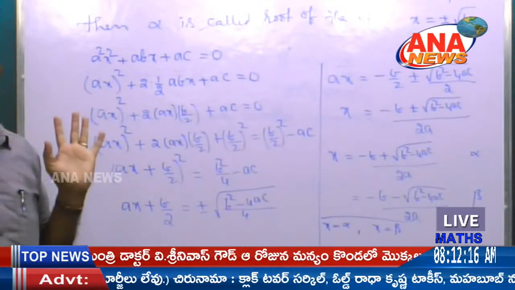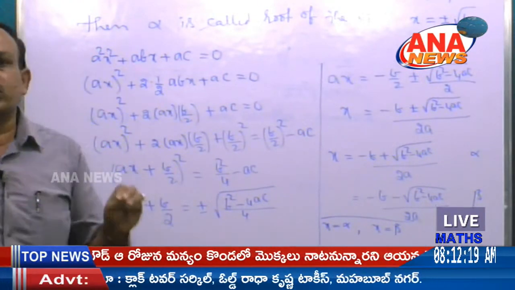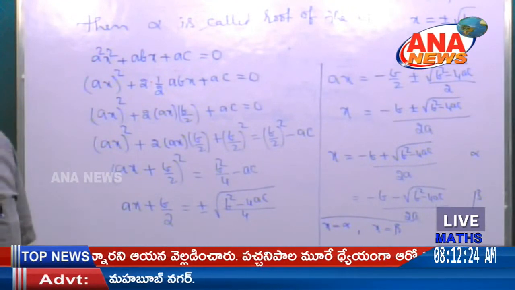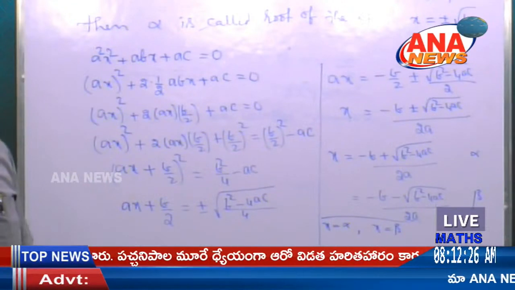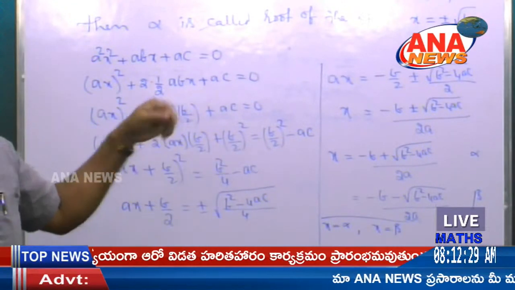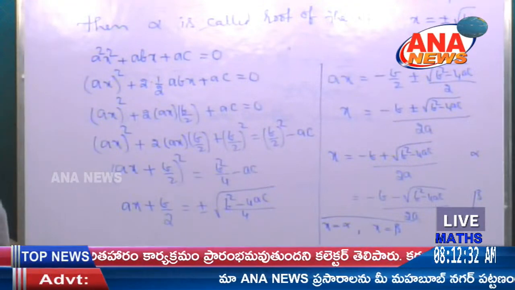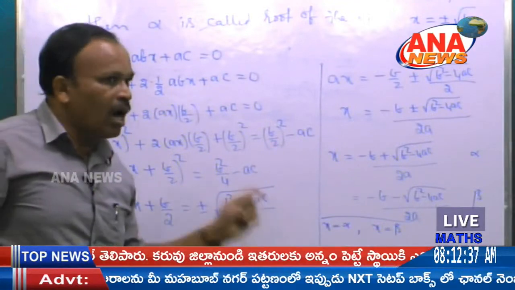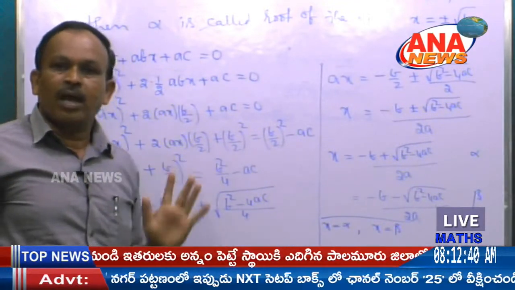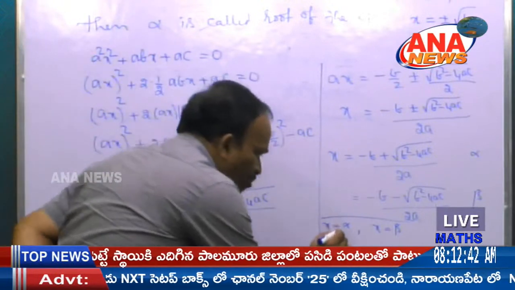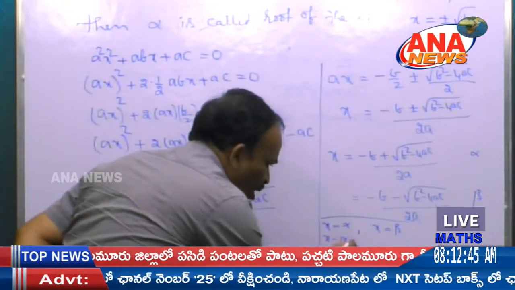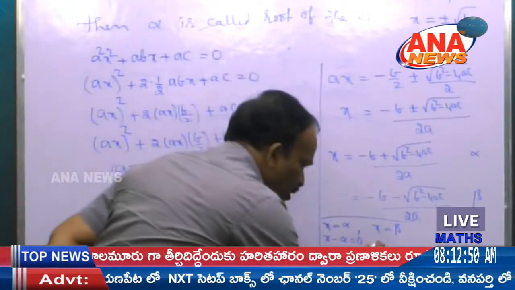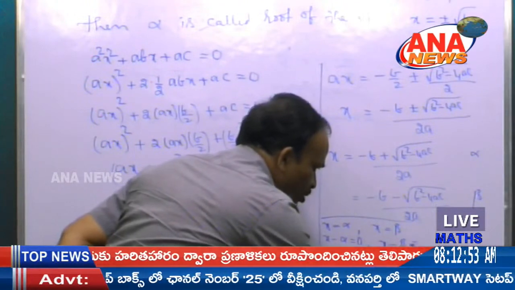These two are roots. So suppose roots are given in the question, how to find the equation? X is equal to alpha is one root, x is equal to beta is another root. X is equal to alpha, one root, means what? x minus alpha is equal to 0. And x minus beta is equal to 0.